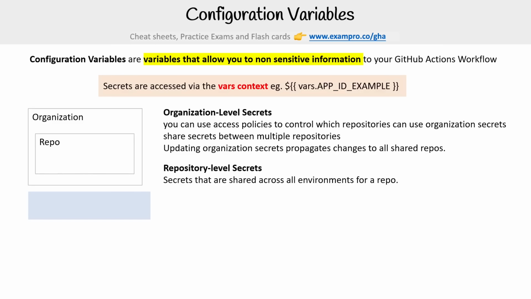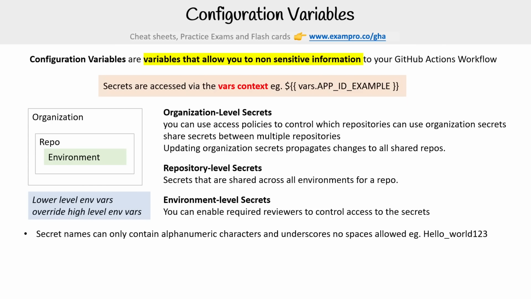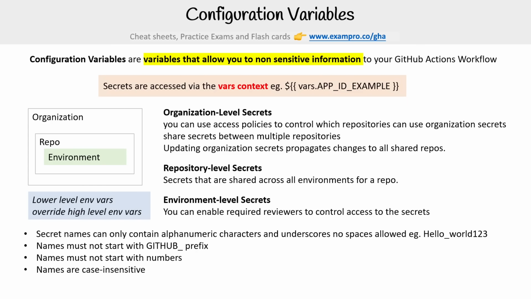We have organization level, repo level, and environment level variables. And as per usual, lower levels override the higher level ones. I wrote secrets in here, but I meant to write vars, or configuration variables, because it basically has the exact same settings.